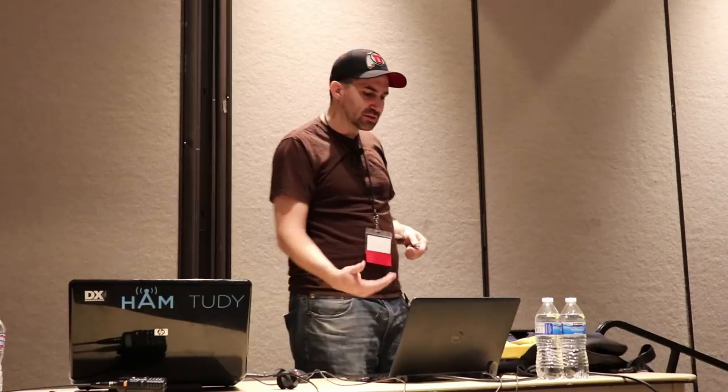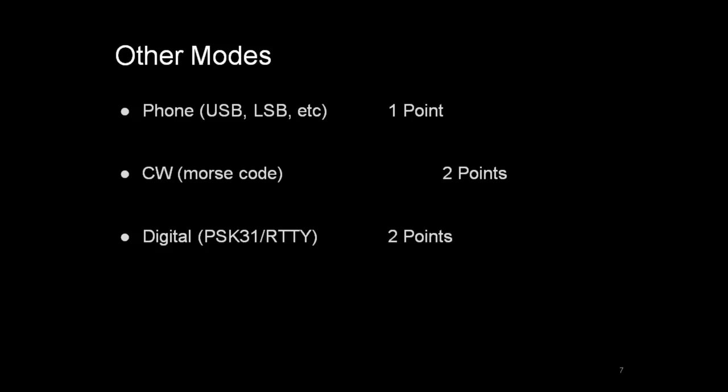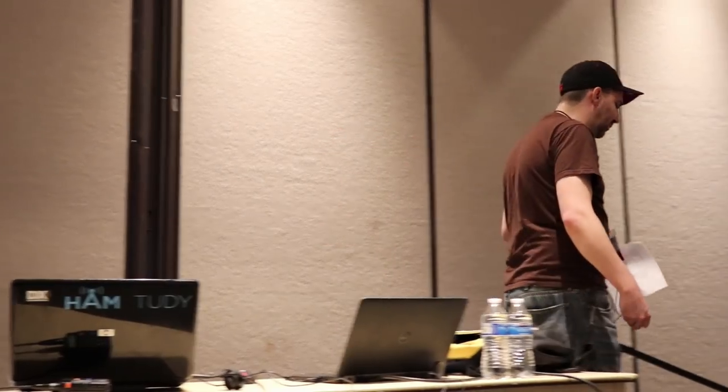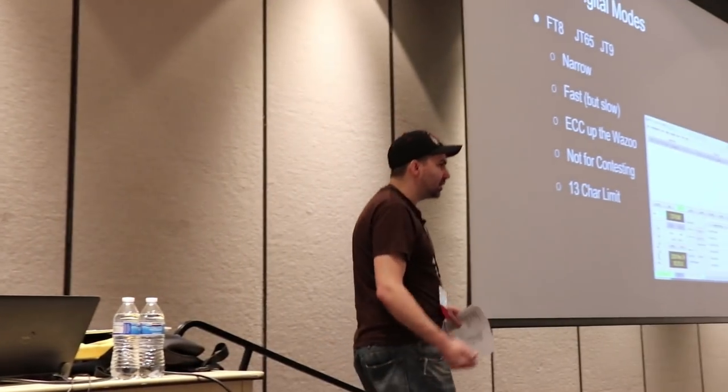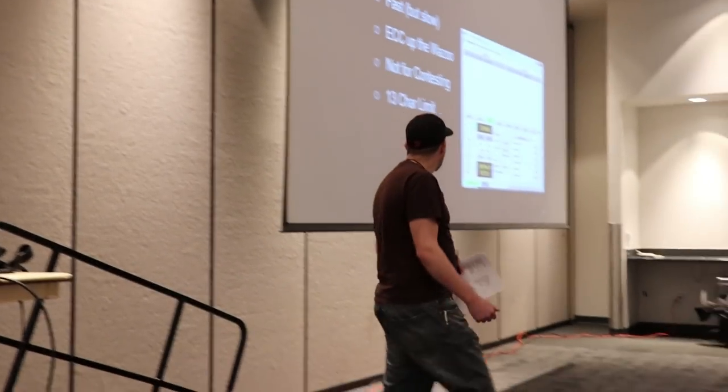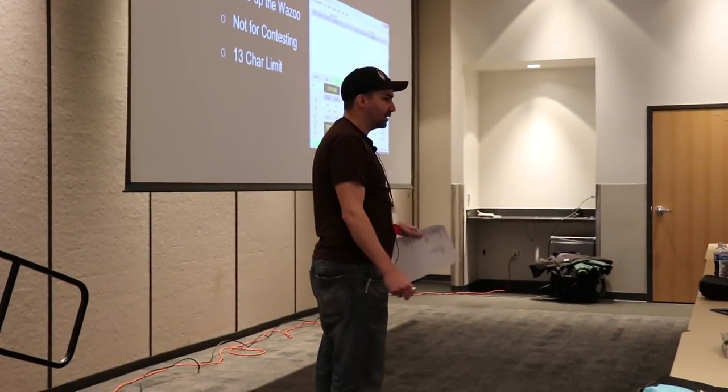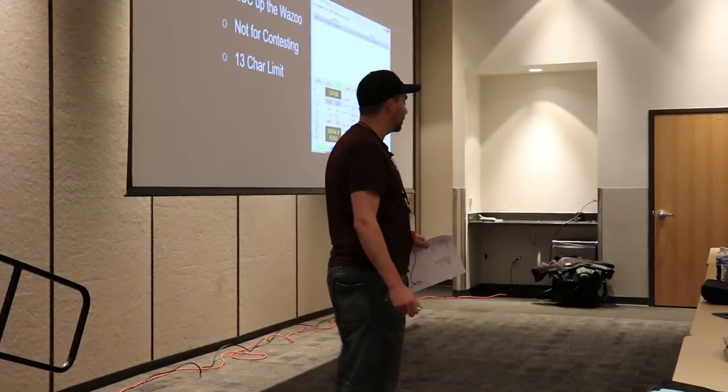So we've got some other modes, right? You've got phone, upper sideband, lower sideband, you've got Morse code, and then you've got the digital modes, PSK31 and RTTY, right? So one of the things that I've heard on the repeater is, okay, well, PSK31 is fine and all, but why don't you want to use something like FT8? FT8, JT65 and JT9 are incredibly resilient with QSB, QRM, QRN, but they're not very resistant to XYL QRM, so just forewarning.